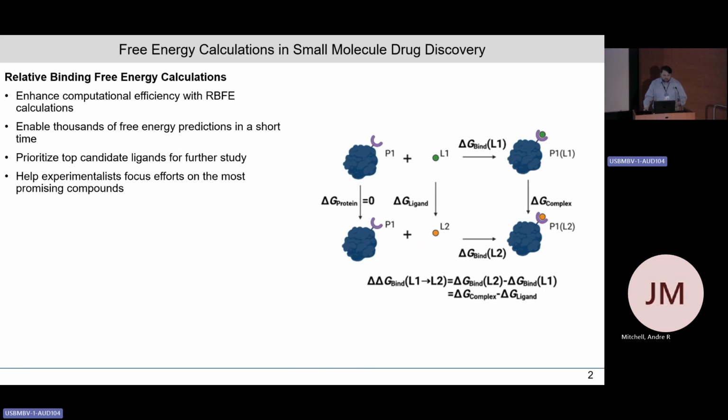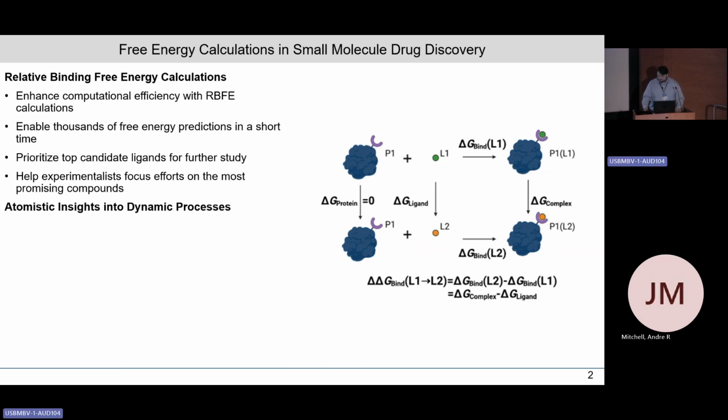But our method development is going to be in the relative binding free energy calculations, and we like to use those because that enables us to make thousands of free energy predictions in a relatively short amount of time, and prioritize our top ligand candidates for further studies and help experimentalists focus their efforts on the most promising compounds.